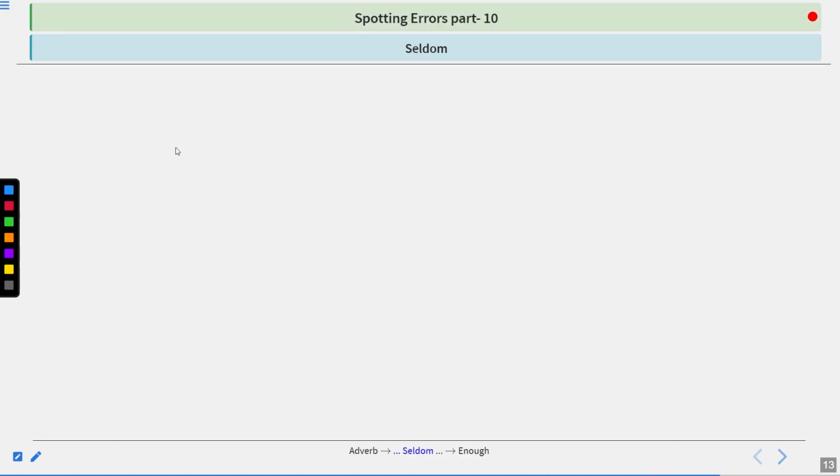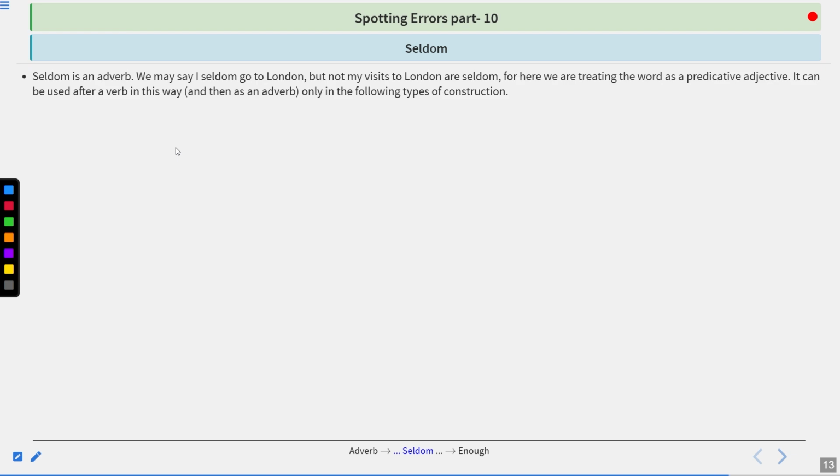Use of "seldom." Seldom is an adverb, and we may say, "I seldom go to London," but not "My visits to London are seldom." For here, we are treating the word as a predicative adjective. A predicate adjective is what? When an adjective is used after the verb or without a noun. It can be used after a verb in this way and then as an adverb only in the following types of construction. I hope you have understood.